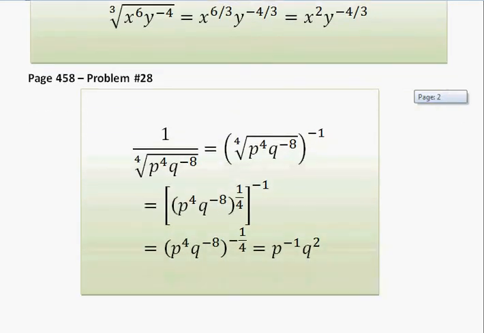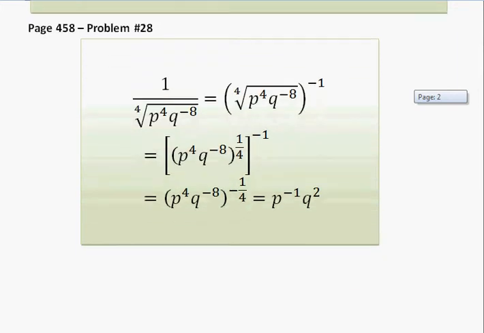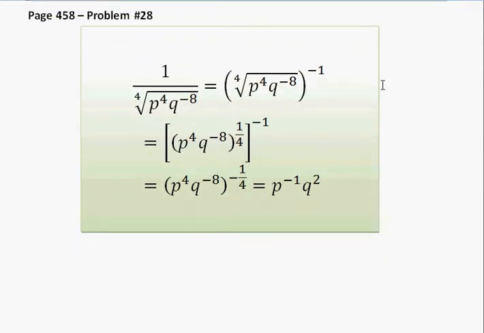Now, problem number 28. Here is a radical in the denominator of a fraction, which we know we have to get rid of. But that's pretty easy, because when you think about it, 1 over anything is that anything raised to the negative 1 power. So in this particular case, you can take the whole entire denominator, put it inside parentheses, and say that's that to the negative 1. Well, now you have to simplify the radical inside and get rid of the radical sign down here.